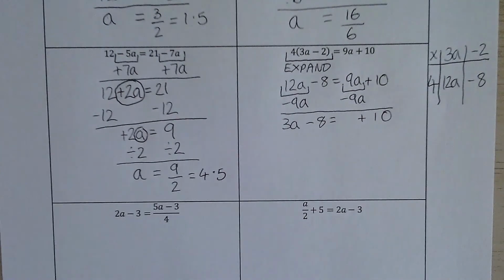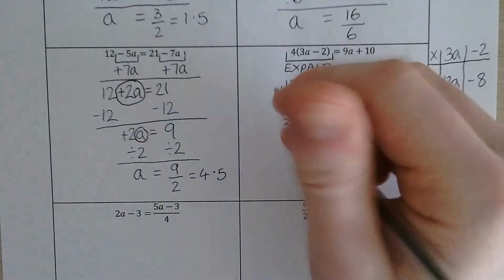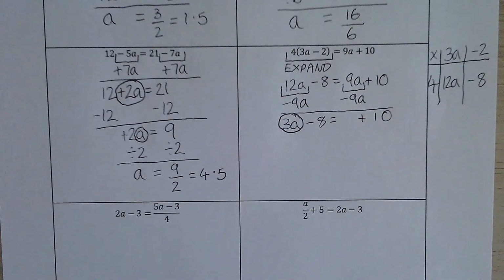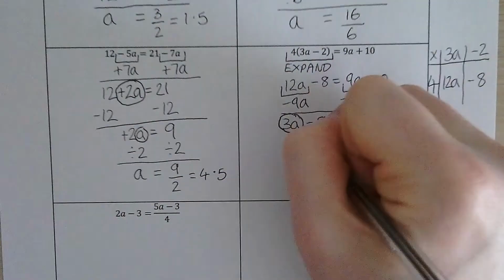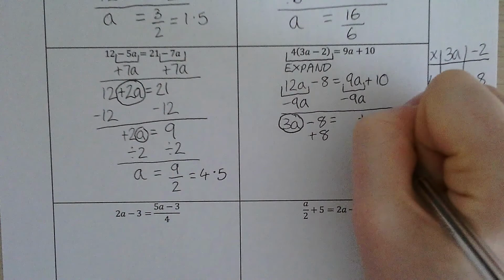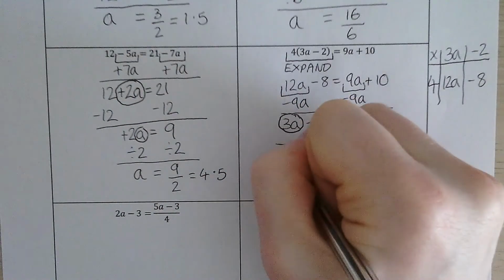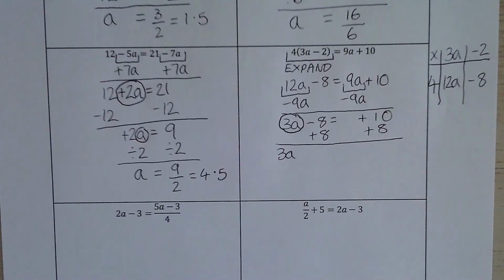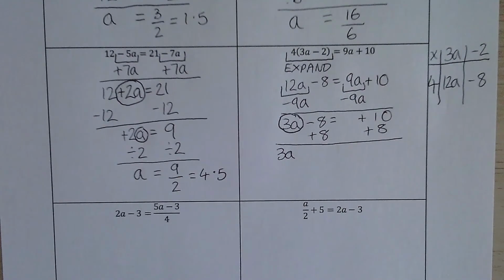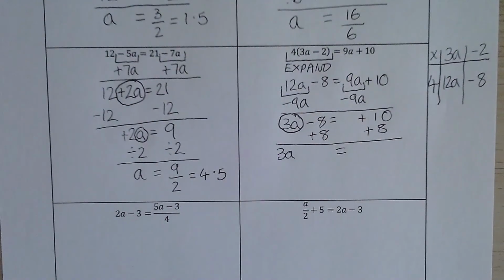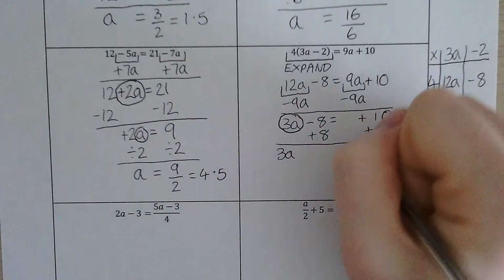We now have an equation with just one variable, so now we need to isolate that term. So we need to undo minus 8, so we add 8 to both sides. The 3a will drop down. The minus 8 and the plus 8 will cancel each other out. The equal sign drops down, and 10 add 8 is 18.